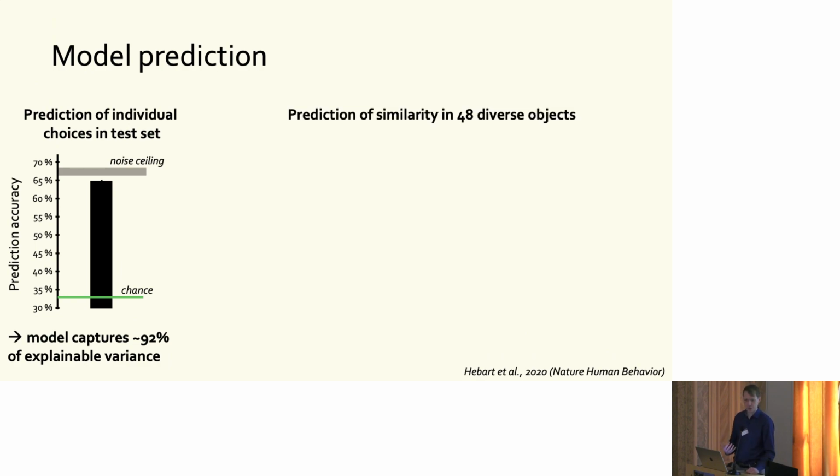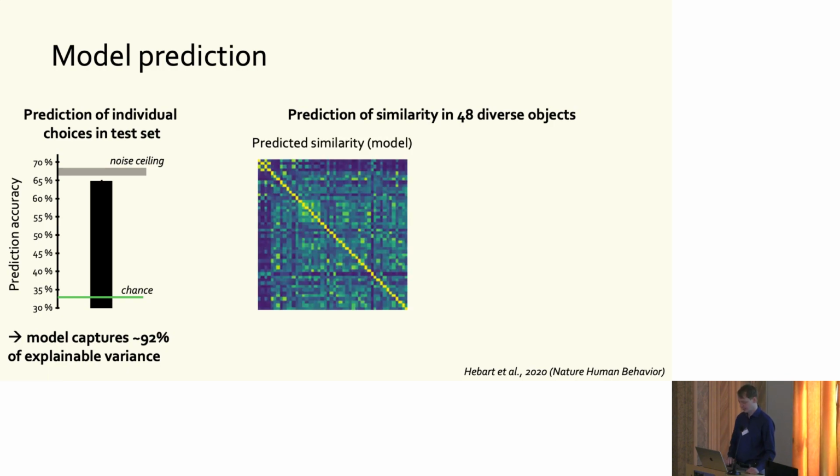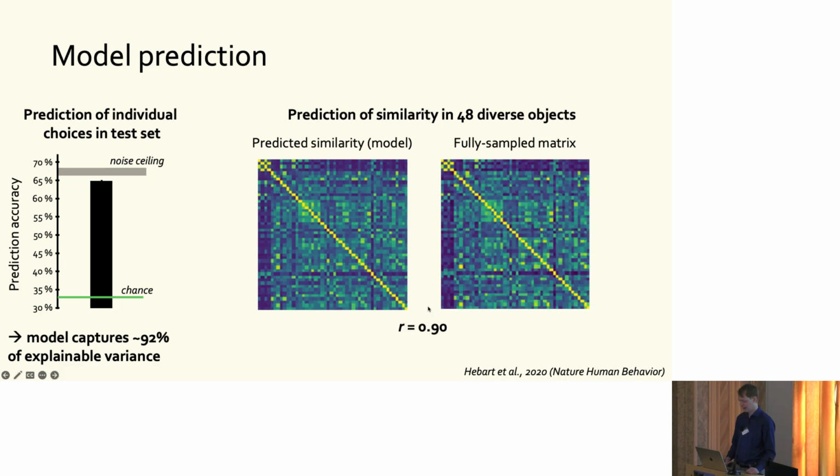But you're obviously also interested in knowing how well it can predict similarity judgments. So what we did is we sampled, for a set of 48 different objects, a full sample of all the similarity judgments in this triplet task. This is the prediction that we get from our model for the similarity of different stimuli. And this is the actual fully sampled matrix. And I think you can appreciate that they look almost identical, and they're correlated by 0.9, which is again at the noise ceiling. Okay, so this is interesting, but what does this tell us?